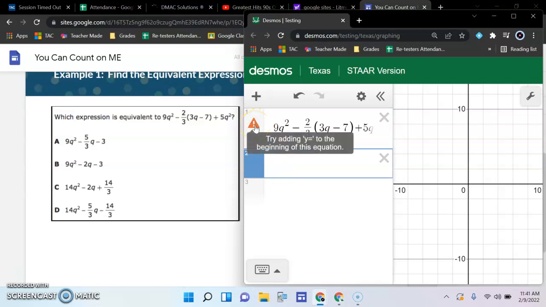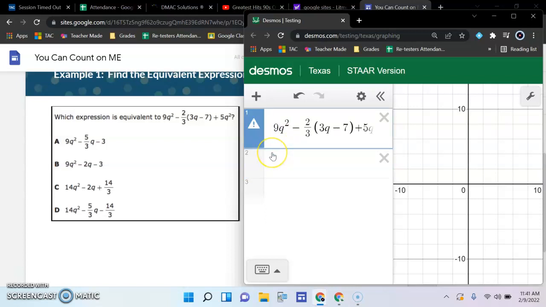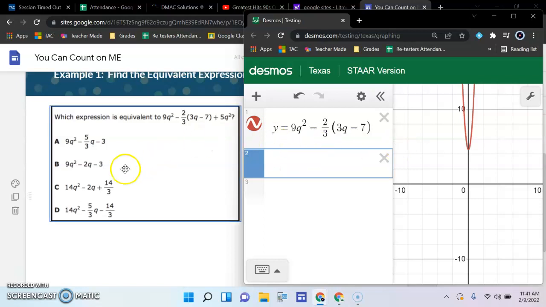If you click on it, it will tell you what to do. It says try adding y equals to the beginning of the equation. So we go back over here and we type in y equals, and we have our expression graphed over here. The next thing to do is we need to find the equation that matches the expression. So let's start typing A out first.